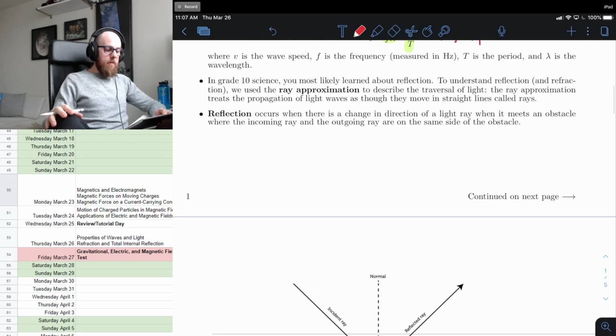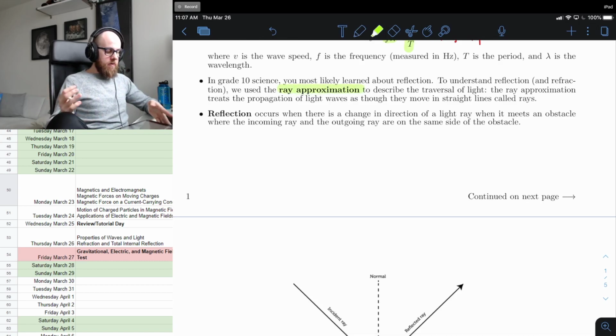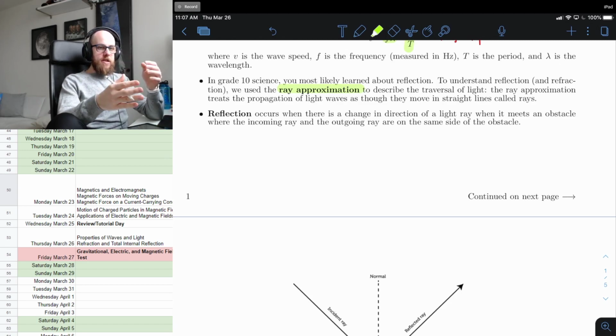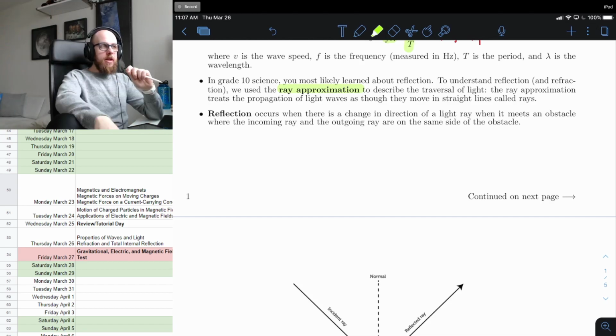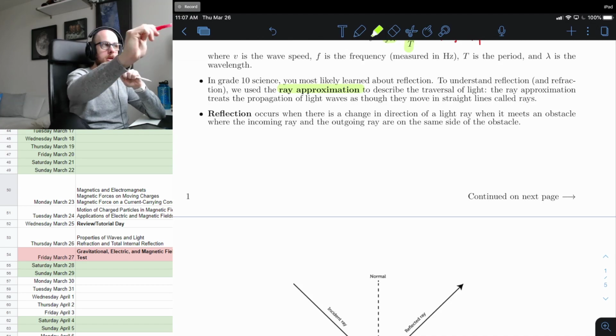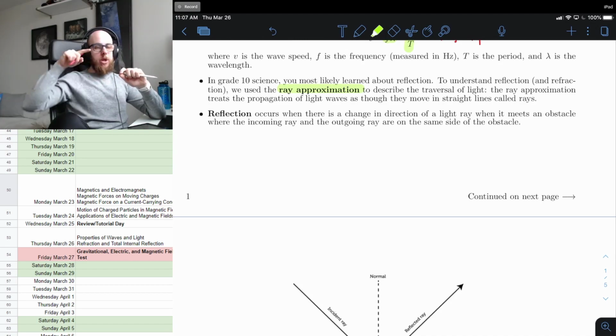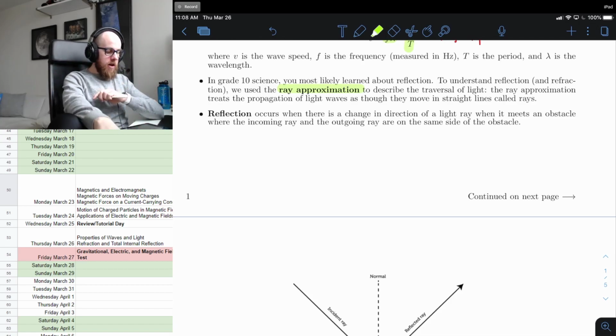The main thing to understand, for both reflection and refraction, is what's called the Ray Approximation. The Ray Approximation states that light propagates as though it is moving in straight lines called rays. Let's say I have a flashlight and I turn it on. Essentially there's a beam of light that travels in a single narrow straight line until it hits something. That is the ray approximation of light propagation.